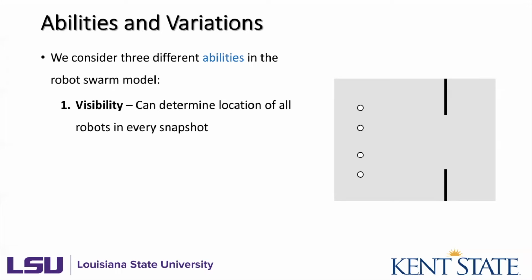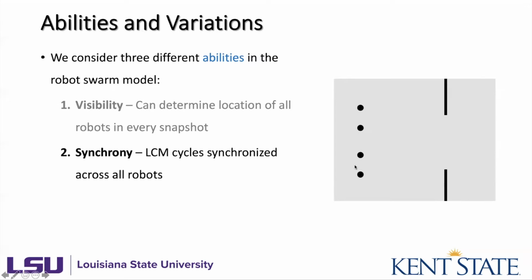The first of these abilities is visibility, where a robot can determine the location of all robots in every snapshot. So for example, these 2 endpoint robots can see each other even though all robots are collinear. There's the ability of synchrony, where LCM cycles are synchronized across all robots. So it looks something like this. They all perform their snapshot at the same time, their compute at the same time, and their move at the same time. And then the same thing for all subsequent LCM cycles.